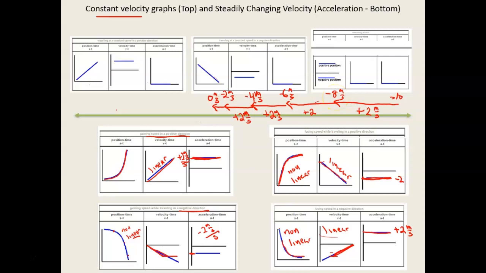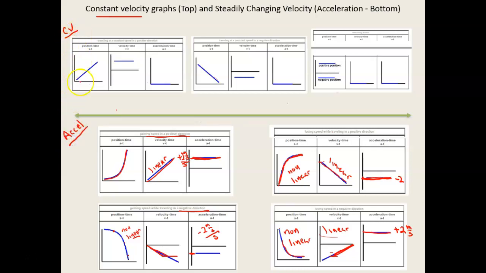Okay, so now let's summarize. So you saw all those scenarios, but again, it's really just two situations. The first situation is where we're traveling at a constant speed, whether it's a constant speed in the positive direction or negative direction. So this is our constant velocity situation. Or we have a steadily changing speed, and let's call that acceleration. Okay, so these are our two situations, our constant speed and our steadily changing speed, or our accelerating speed.